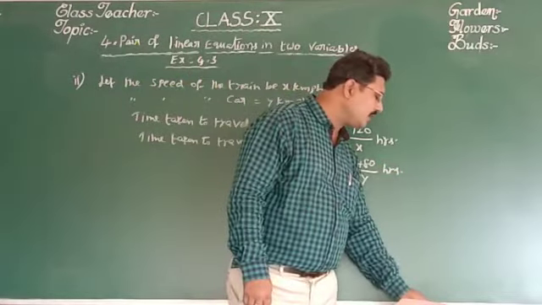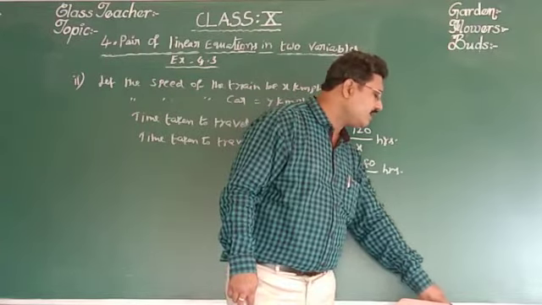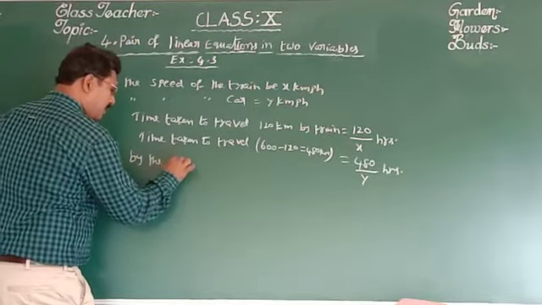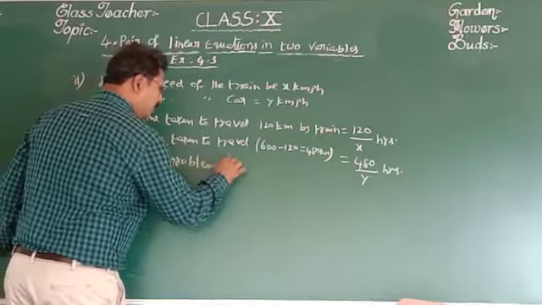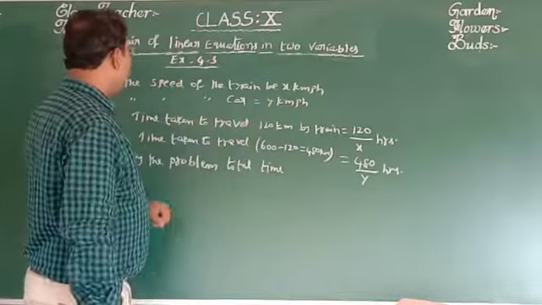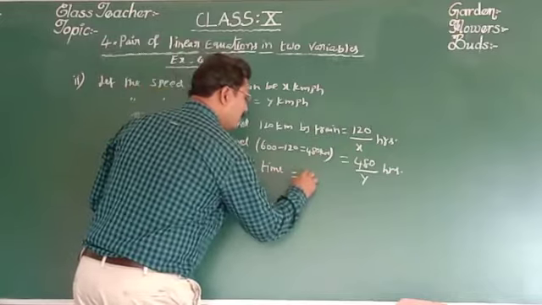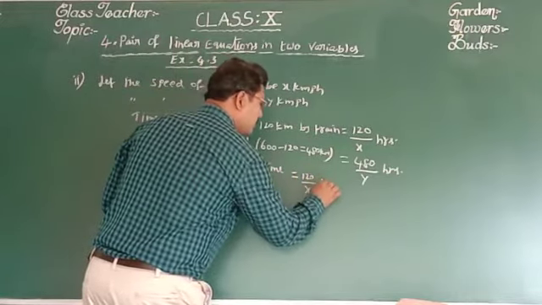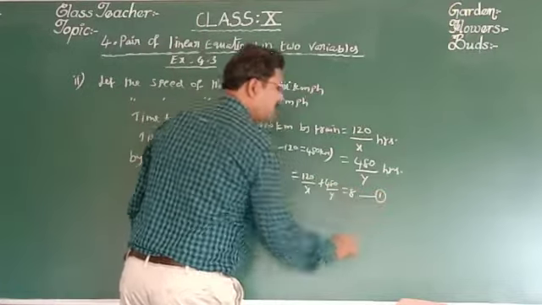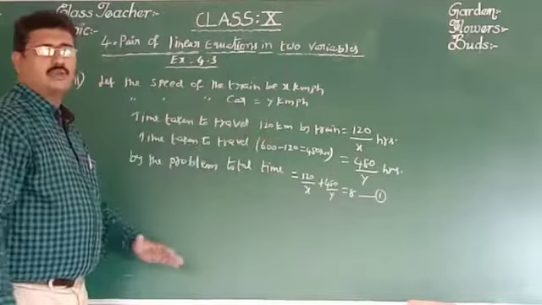Now by the problem, the total time taken by the car and train is given as 8 hours. So the total time taken to travel by both train and car is 120 by x plus 480 by y is equal to 8 hours. Call it equation number 1. So this is the total setup for the first case.